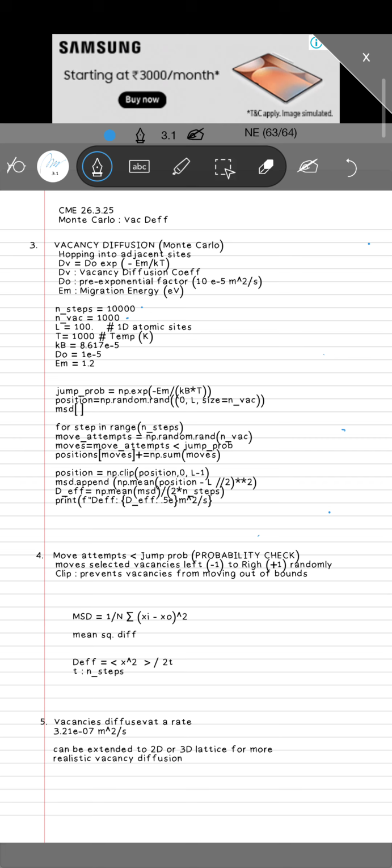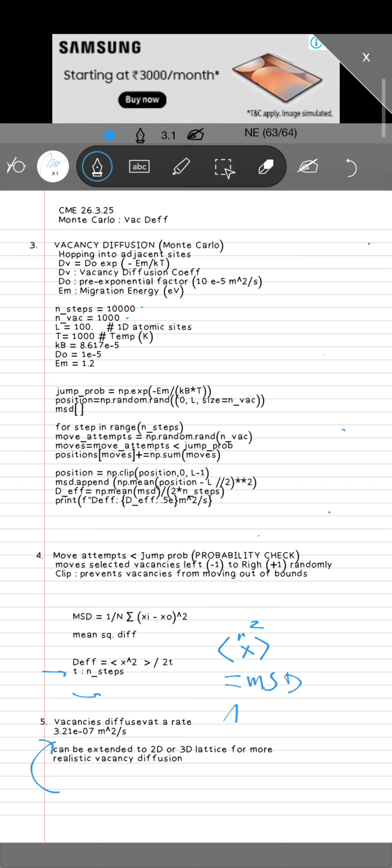Mean square difference, so this corresponds to MSD, x square, it is the mean square difference MSD. This divided by 2 into t, here is the number of steps. So this gives us the probability of diffusion at a certain rate, and which was found to be around 3.2 into 10 to the power minus 7 meters squared per second.